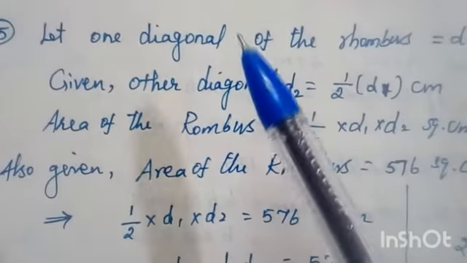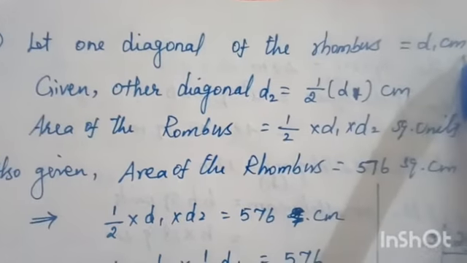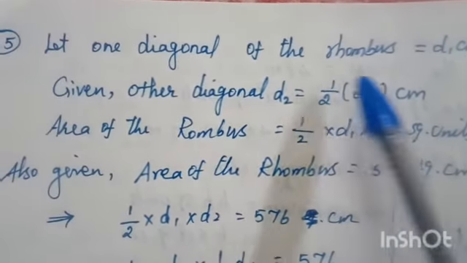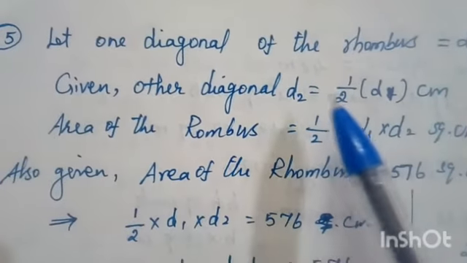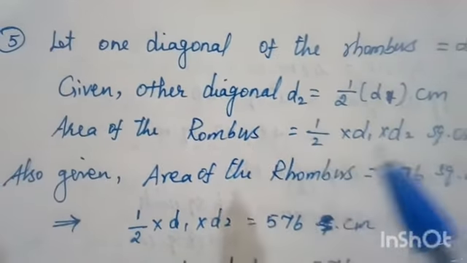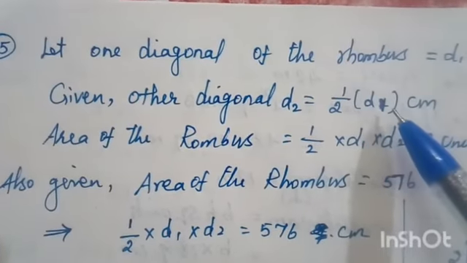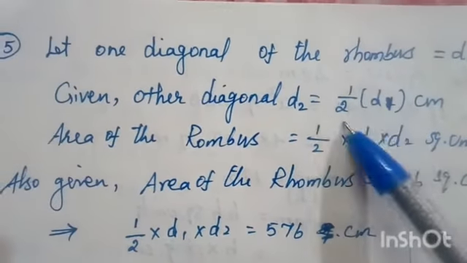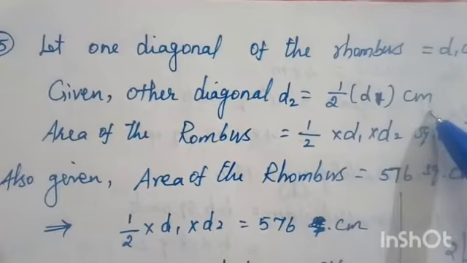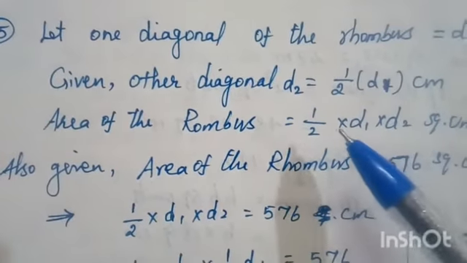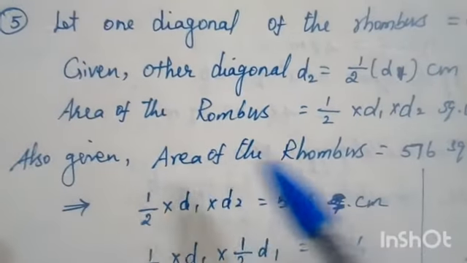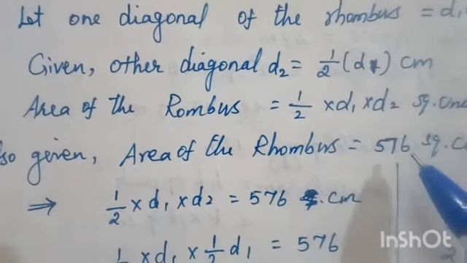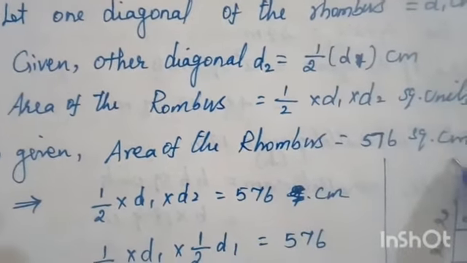Let one diagonal of the rhombus be D1 centimeter. Given the other diagonal is D2, and in the question it is given that it is half of the one diagonal, so that is 1 by 2 into D1 centimeter. The area of the rhombus formula we know is half into D1 into D2 square units. Also the given area of the rhombus is 576 square centimeter.